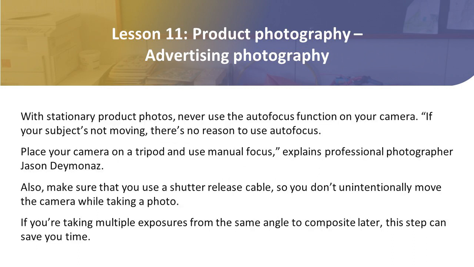With stationary product photos, never use the autofocus function on your camera. If your subject's not moving, there's no reason to use autofocus. "Place your camera on a tripod and use manual focus," explains professional photographer Jason Damonas. Also make sure that you use a shutter release cable so you don't unintentionally move the camera while taking a photo. If you're taking multiple exposures from the same angle to composite later, this step can save you time.